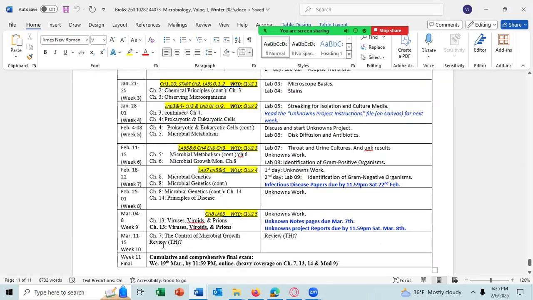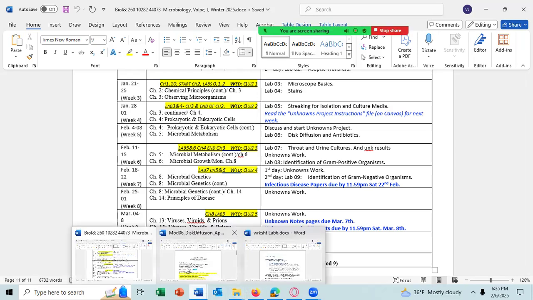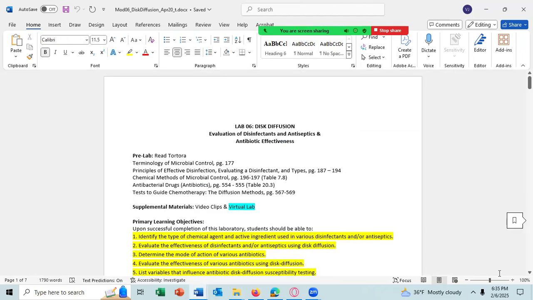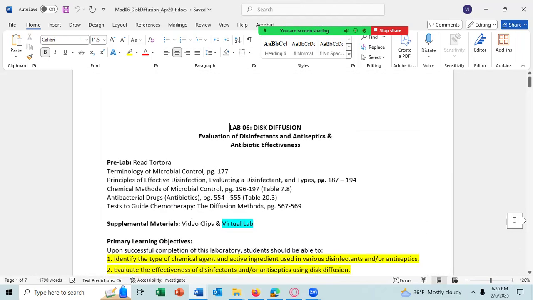Let's go to the syllabus. Today is February 6th, and we're discussing Lab 6, disk diffusion and antibiotics. Any question about what we're doing? All right, let's move on to Lab 6: disk diffusion, evaluation of disinfectants and antiseptics, and antibiotic effectiveness.